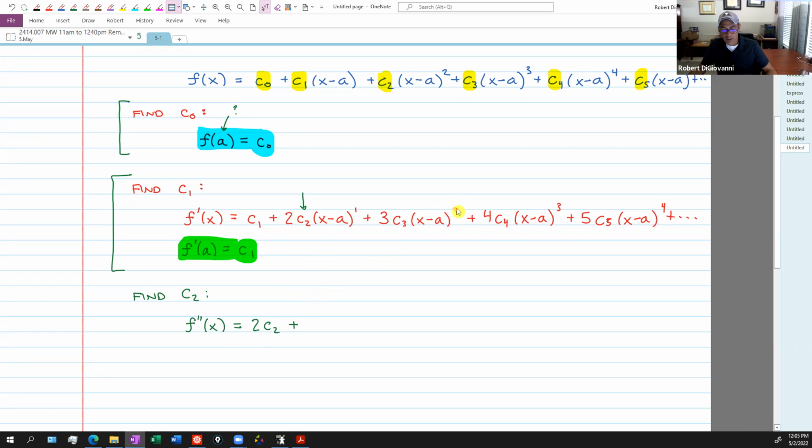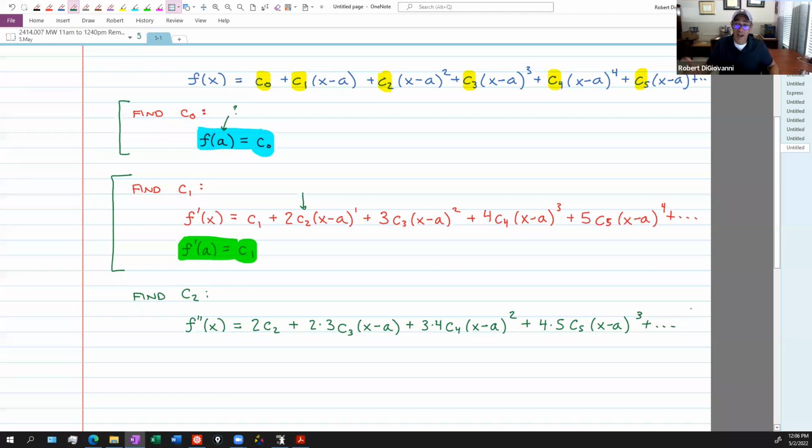Something important is about to happen. Plus, the two comes out, right? Two times three is six. I'm not going to write six, I'm going to write two times three, C sub three, x minus a. Plus, now the derivative of this one, the three comes out in front, three times four, C sub four, x minus a squared, plus the four comes out, four times five, C sub five, x minus a cubed, plus dot, dot, dot.